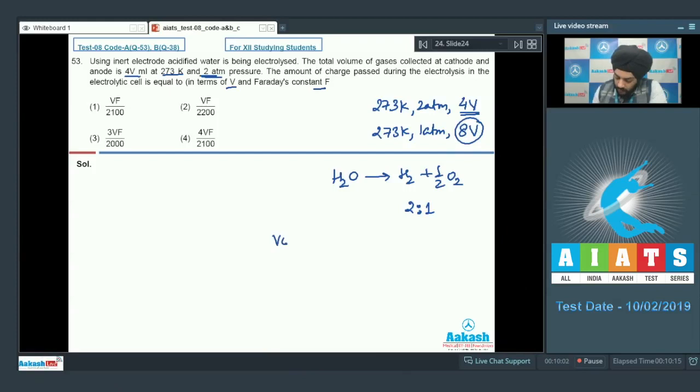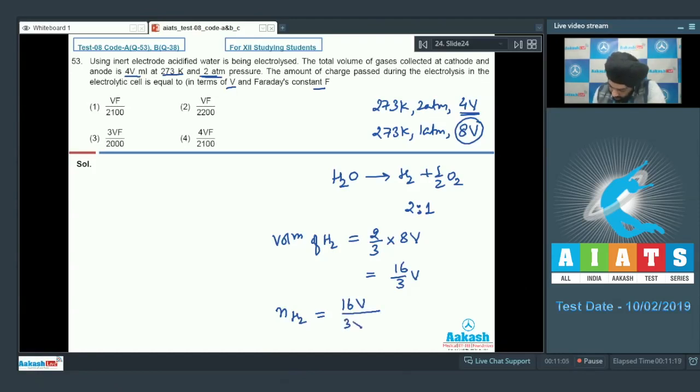So we're going to have the formation of H2 and O2 in the ratio of 2:1. So if we talk about the total volume of H2 which is liberated, it is going to be 2/3 into the total volume, which is 8V. So the volume of H2 evolved shall be equal to 16/3 into V. Now if we talk about the moles of H2, we have to divide this volume by the molar volume, which is 16V/3 into 22400 ml.